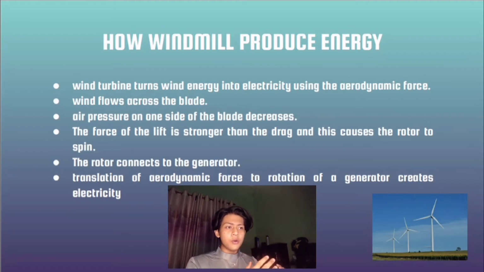Then the pressure on one side of the blade decreases. Then the force of the lift is stronger than the drag, and this causes the rotor to spin. Then the rotor connects to a generator, and the generator converts it to energy. Translation of aerodynamic force to rotation of a generator creates electricity.